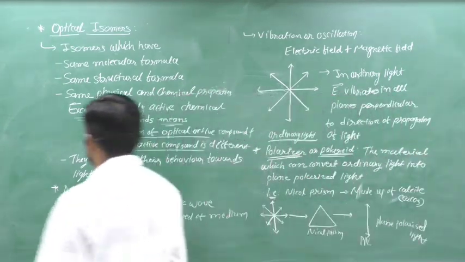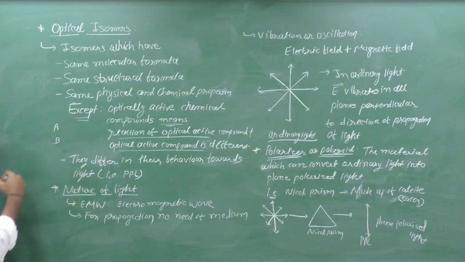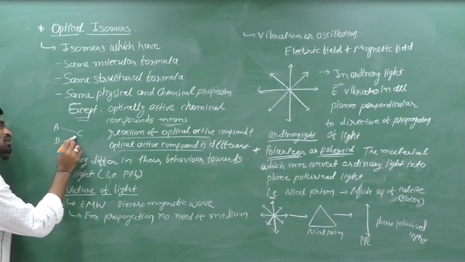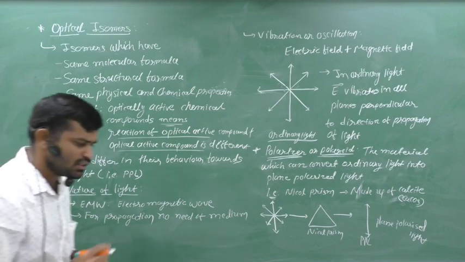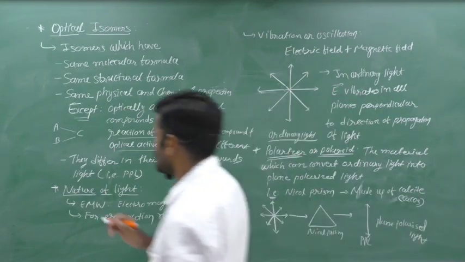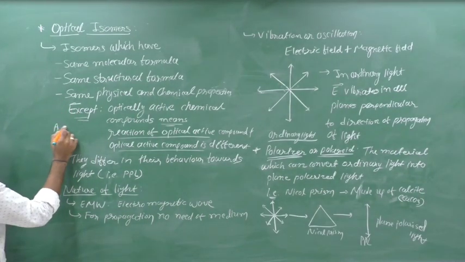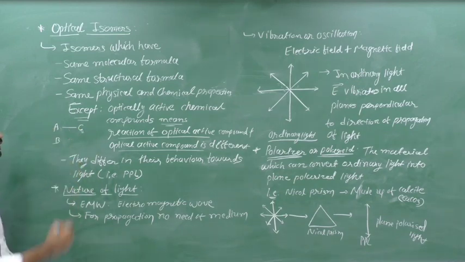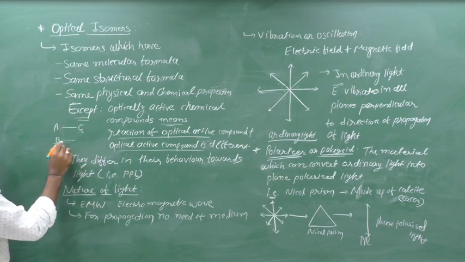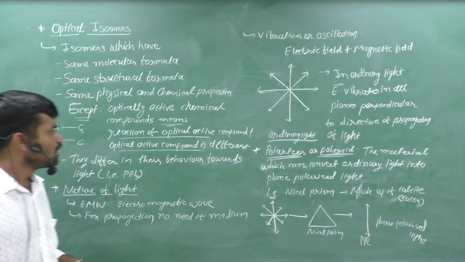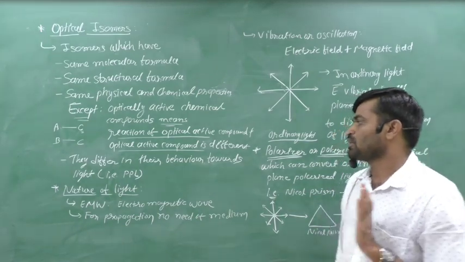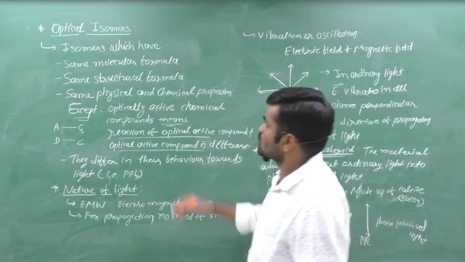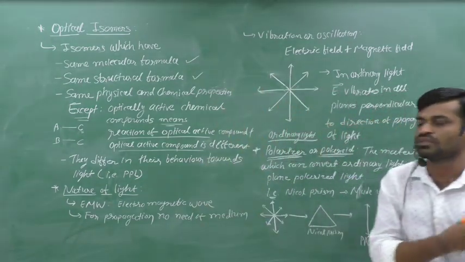Suppose we have two isomers A and B which are optically active, and another compound C which is optically inactive. Then the reaction of A with C and of B with C is the same, and the chemical properties are also the same. But if C is optically active, then the chemical properties of A with C and B with C are different. Concept clear? It means that if we have two optically active compounds in a reaction, the chemical properties are different.